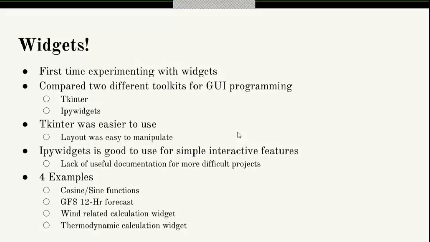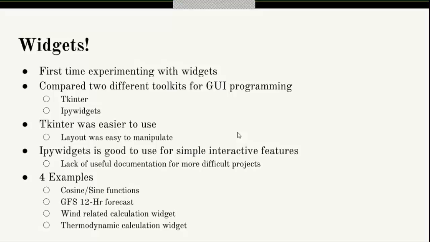Okay, so the last thing I worked on for, I guess, the past 2 weeks was different kinds of widgets. This is my first time experimenting with them, so I kind of had to teach myself the basics. I compared 2 different toolkits for GUI programming: tkinter and IPyWidgets. I found tkinter was easier to use for what I was doing. For things with more difficult layouts, it has easier tools to manipulate the layouts. It has a place method, so you can specify where on the window you want to place each widget, and the height and the width and that sort of thing.